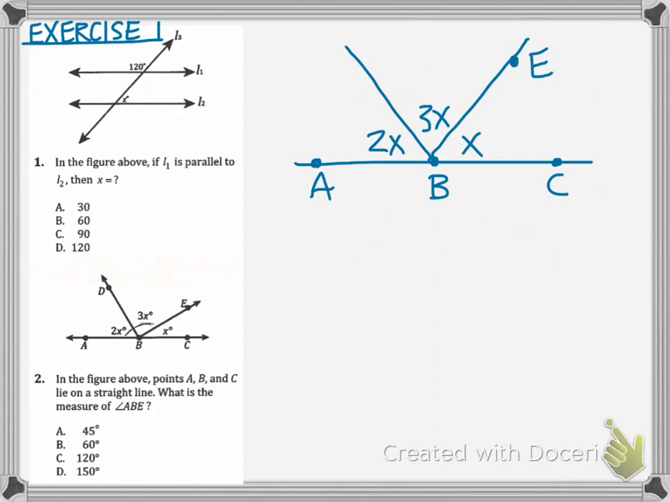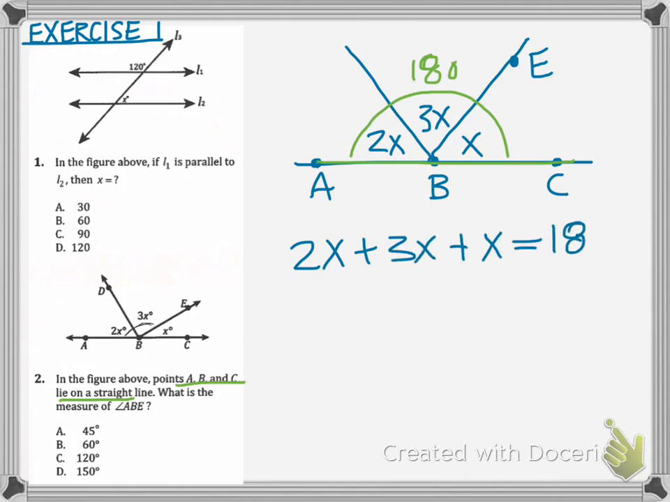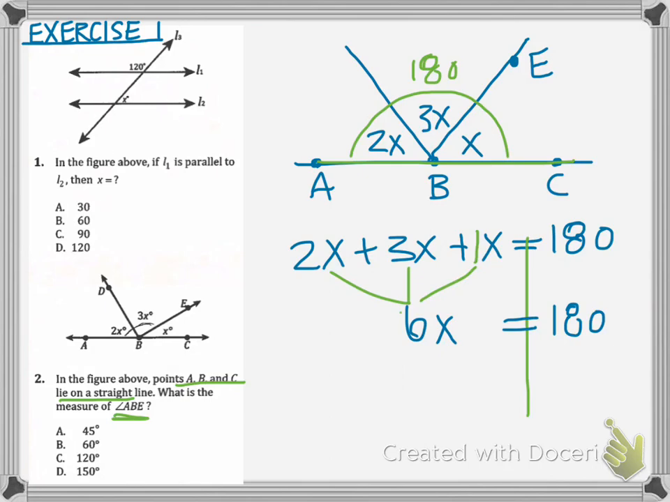For number 2, it says points A, B, and C lie on a straight line. So that means if this is my straight line, then these three angles are going to add up to 180. So we want to make an equation, 2x plus 3x plus x equals 180, and then solve for x before we go back and find the measure of angle ABE. So first we want to combine like terms. This x has a coefficient of 1. 2x plus 3x plus 1x is 6x. And then to get x by itself, we're going to divide both sides by 6.